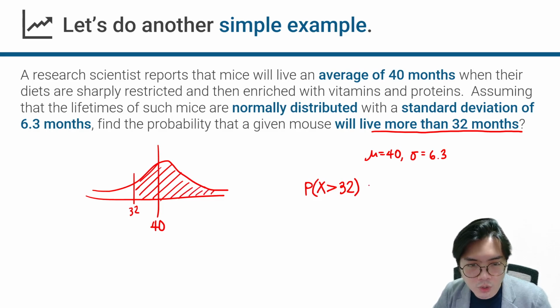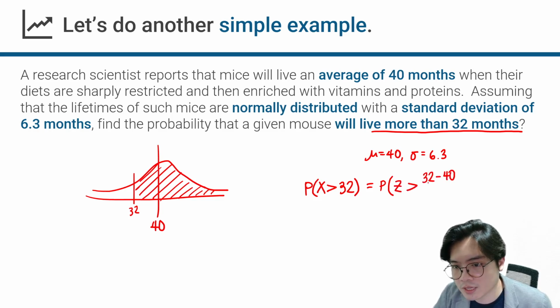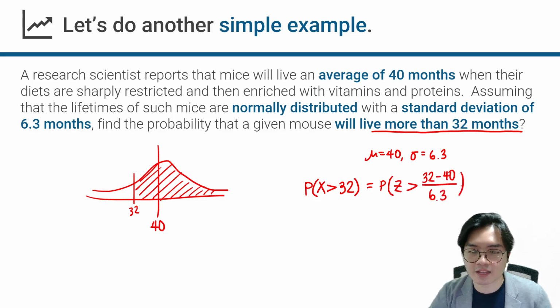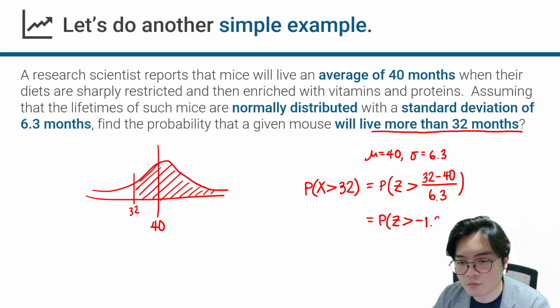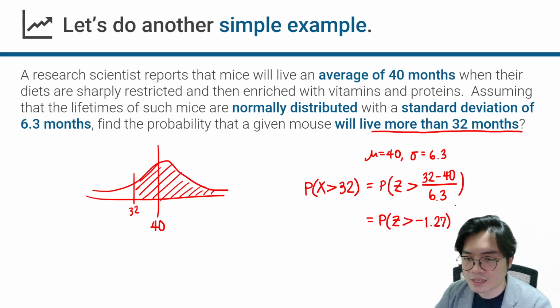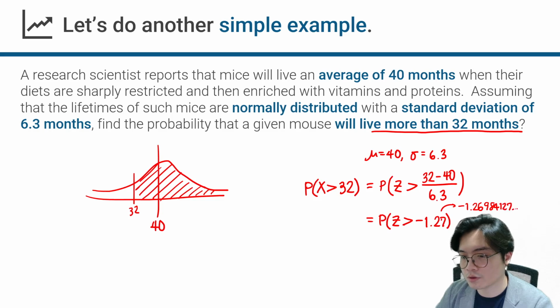But we don't have this standardized, so let us standardize. Z is more than 32 minus 40 over 6.3. This is now the same as P of Z greater than negative 1.2698, or 1.27. The thing about this is that I am a little bit uncomfortable because technically the answer is negative 1.26984127, and so on and so forth.